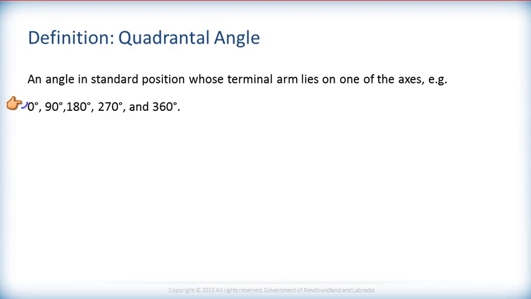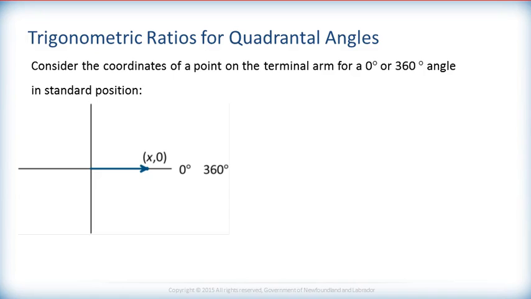Quadrantal angles are the benchmark angles we mentioned in earlier recordings, the ones that begin and end the quadrants: 0, 90, 180, 270, and 360 degrees. How do we find trigonometric ratios for quadrantal angles?